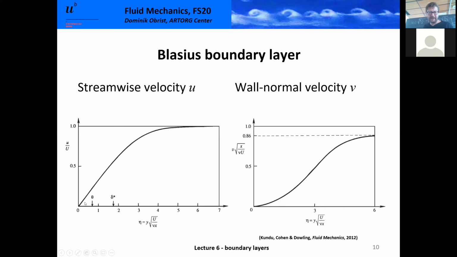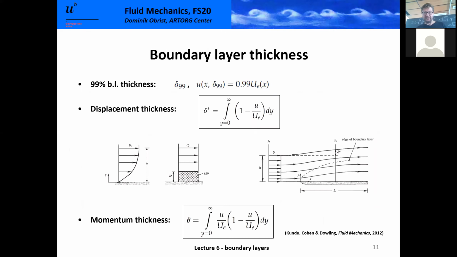On the left, you see the streamwise boundary layer, and you see here the coordinate, and you see that the thickness of the boundary layer is more something like 5 or 6 times this delta. The delta itself is where eta is 1. So in that sense, the scaling is good, but the factor was wrong. For practical reasons, if you want to describe how thick the boundary layer really is, you need to come up with some other measures.